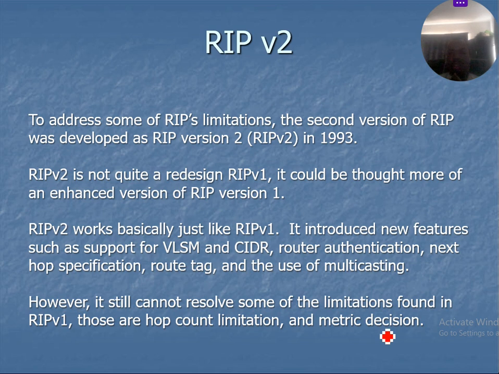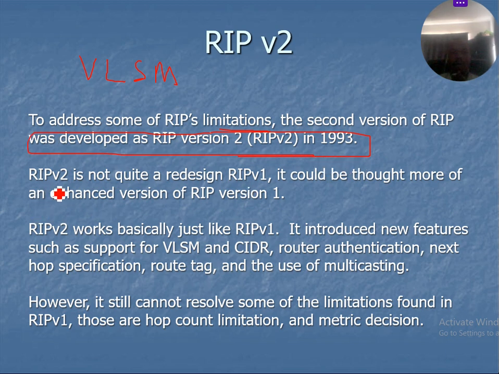But now let's take a look at version 2. Version 1 has a limitation: it does not recognize VLSM, the variable length subnet mask. So to address some of the limitations posed by version 1 of Routing Information Protocol, version 2 was developed in 1993. That's quite some time, right? Version 2 was developed in 1993.